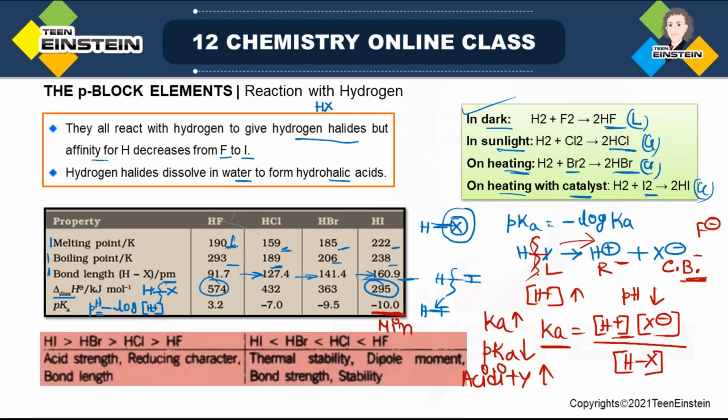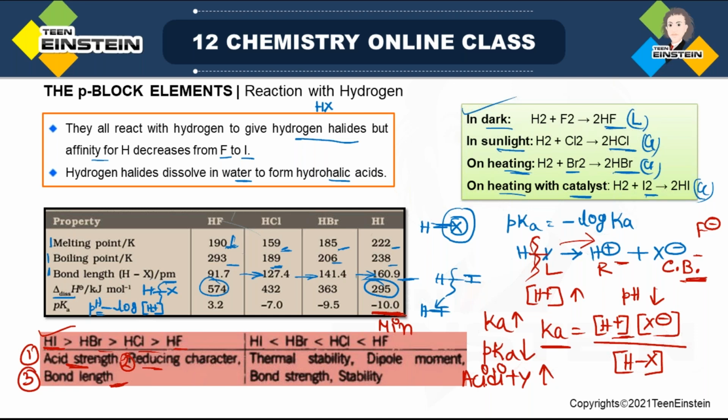Now this table is very important. See, here HI, then HBr, then HCl, then HF. And this is true for acidic strength, for reducing character also, and for bond length. So when questions are asked regarding the acidic strength order, you have to follow this order. When a question is asked related to reducing character, that means how easily it can generate H, and from HI you can easily get H. That is why its reducing character is maximum. And also bond length for HI is maximum. So for these three factors, this is the same order.